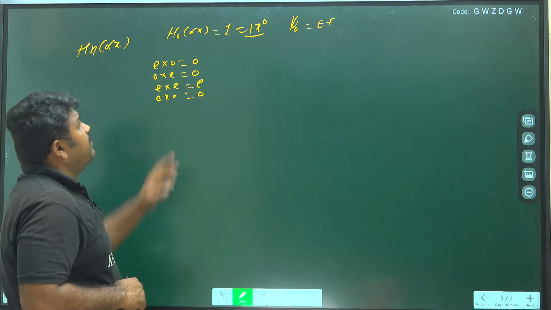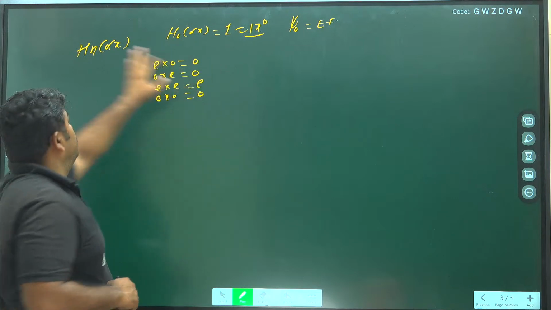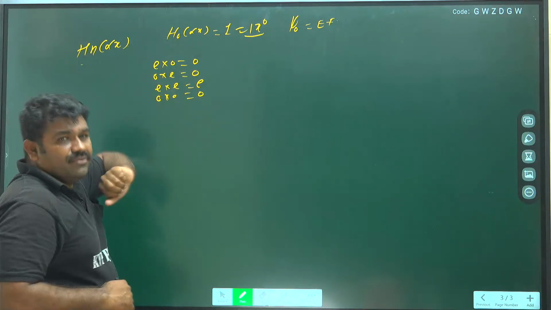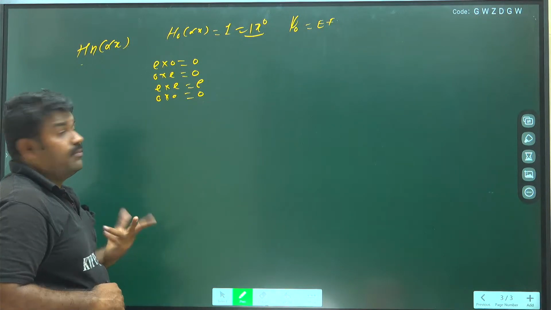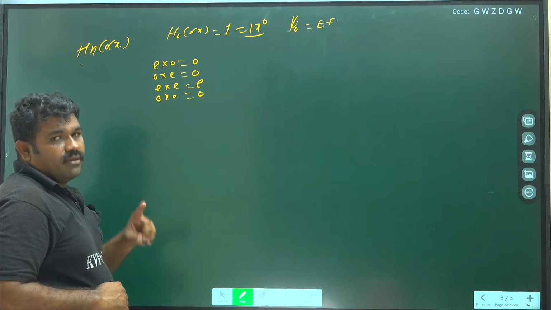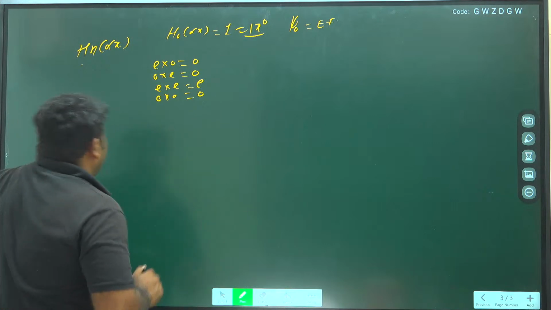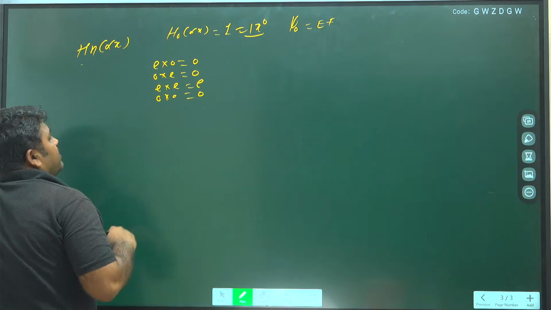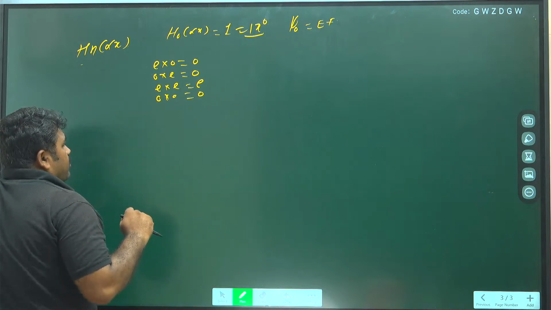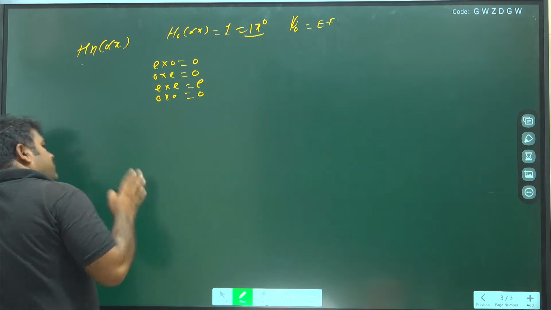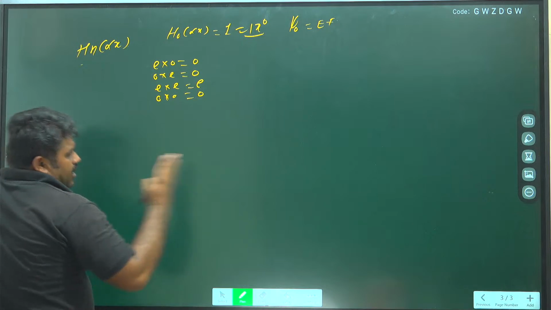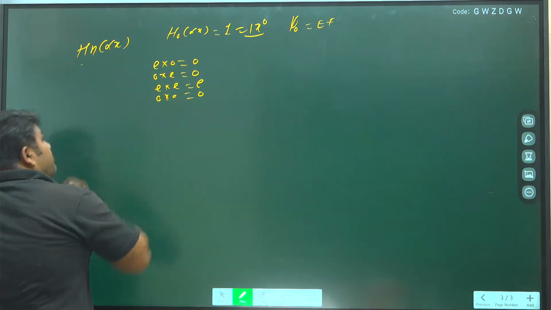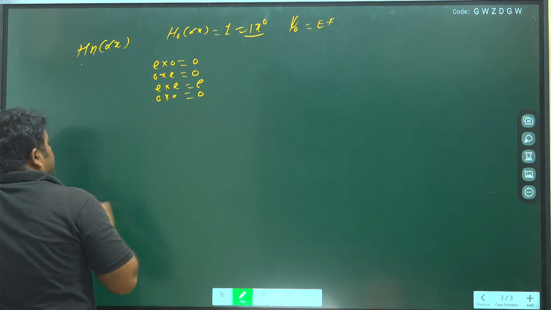Means it totally depends upon the Hermite polynomial. Okay, if we choose the n value even, then the total function becomes even. If we choose the n value odd, then the total function becomes odd. Means the total LHO function totally depends upon the Hermite polynomial. Hermite polynomial even, total wave function even. Hermite polynomial odd, total wave function odd. Clear?